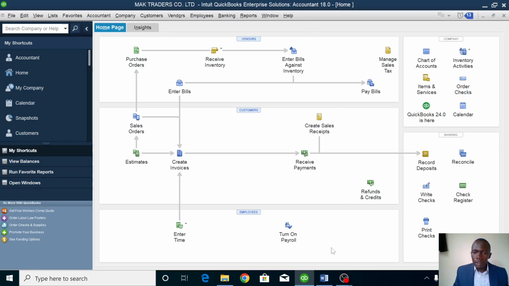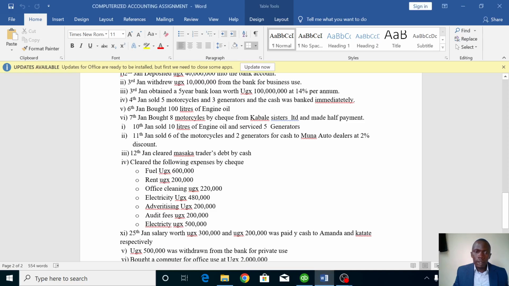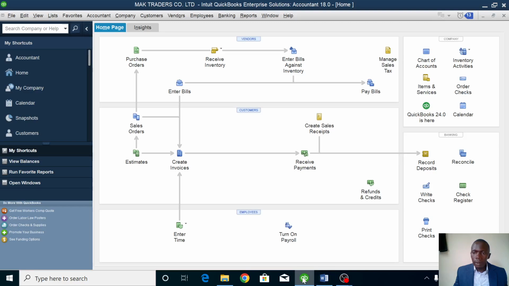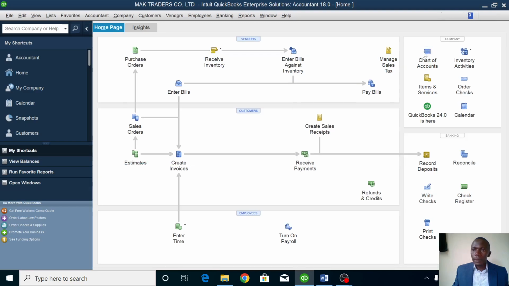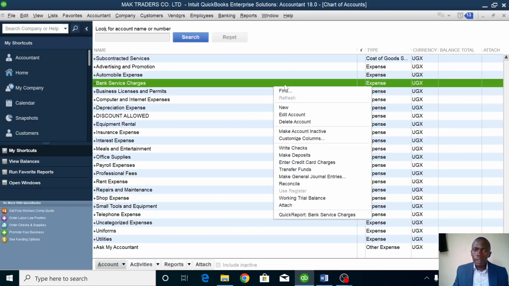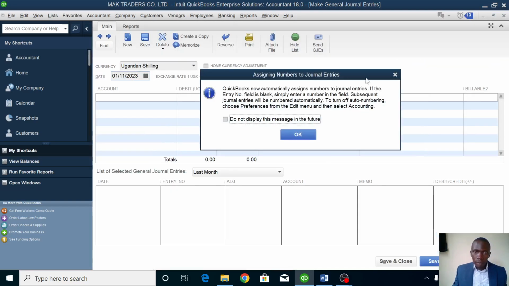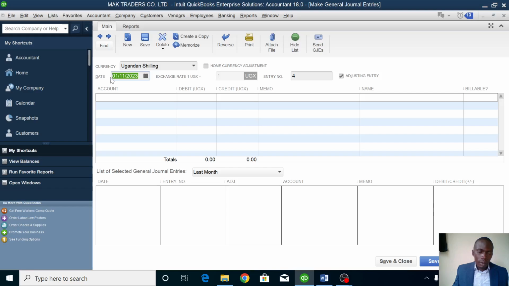So our next transaction, they are saying clear the following expenses by check. So we are going to put these expenses under general journal. We go back, we go to chart of accounts. Chart of accounts, we right click. We go to make general journal entries. Say okay. So the date was 12th.